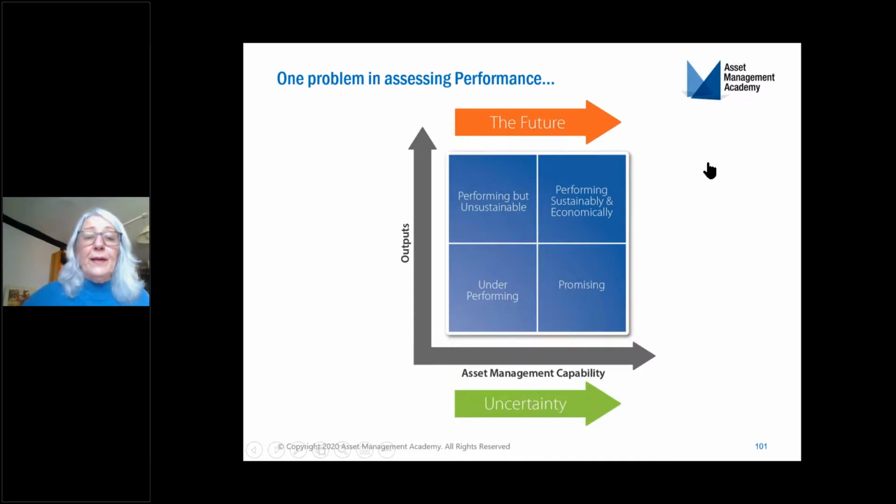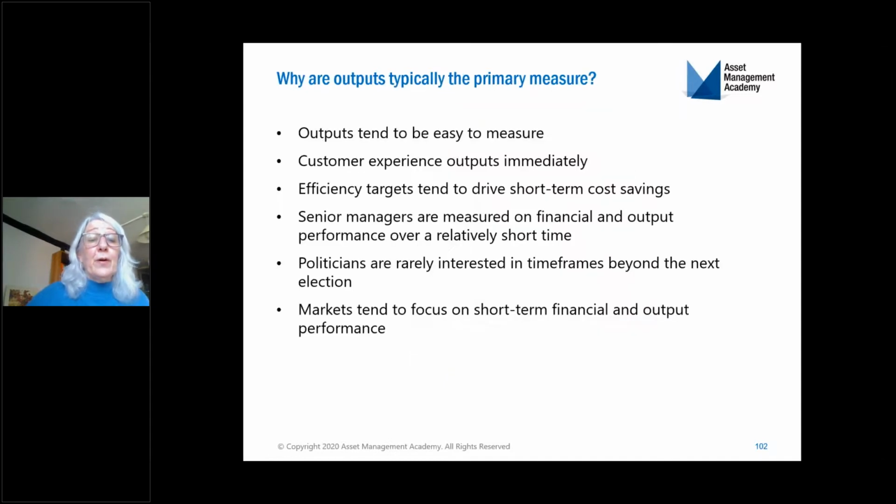Okay, so why do we tend to look at what we could call an output? The output of a long string of things is: the asset worked or it didn't work today. Why are we so focused on outputs when we also need to make sure that our asset's going to work in 20 years' time?